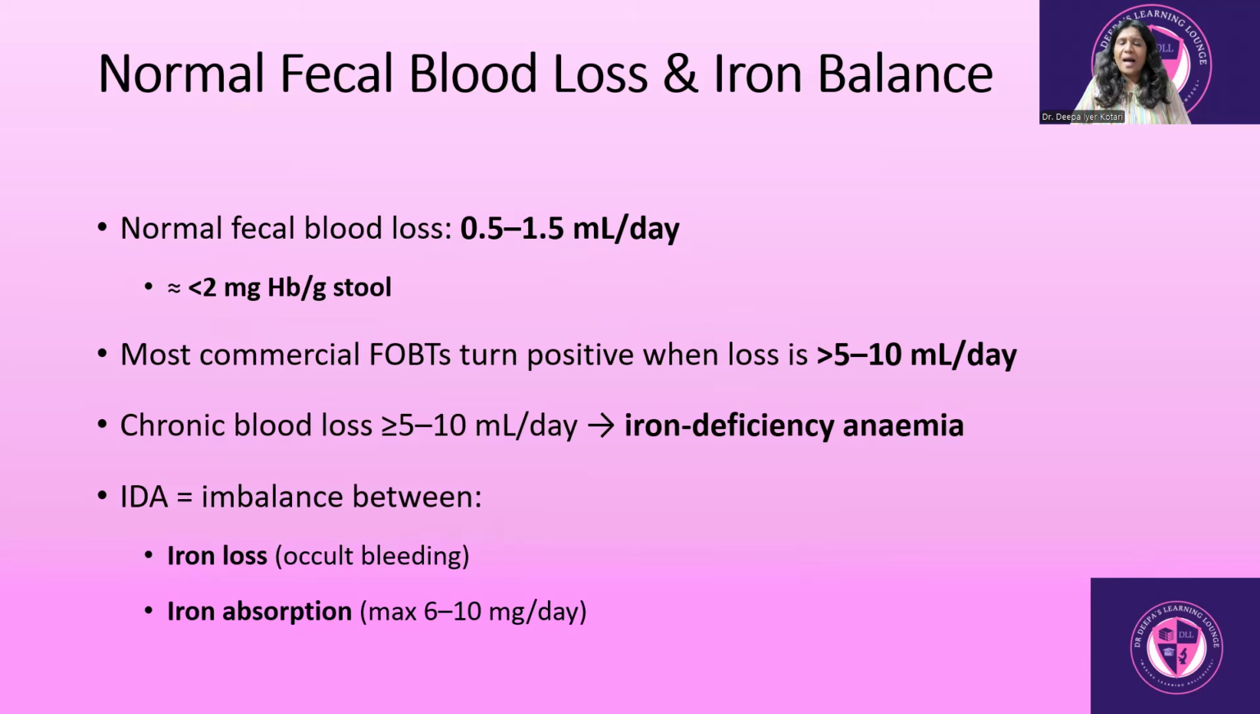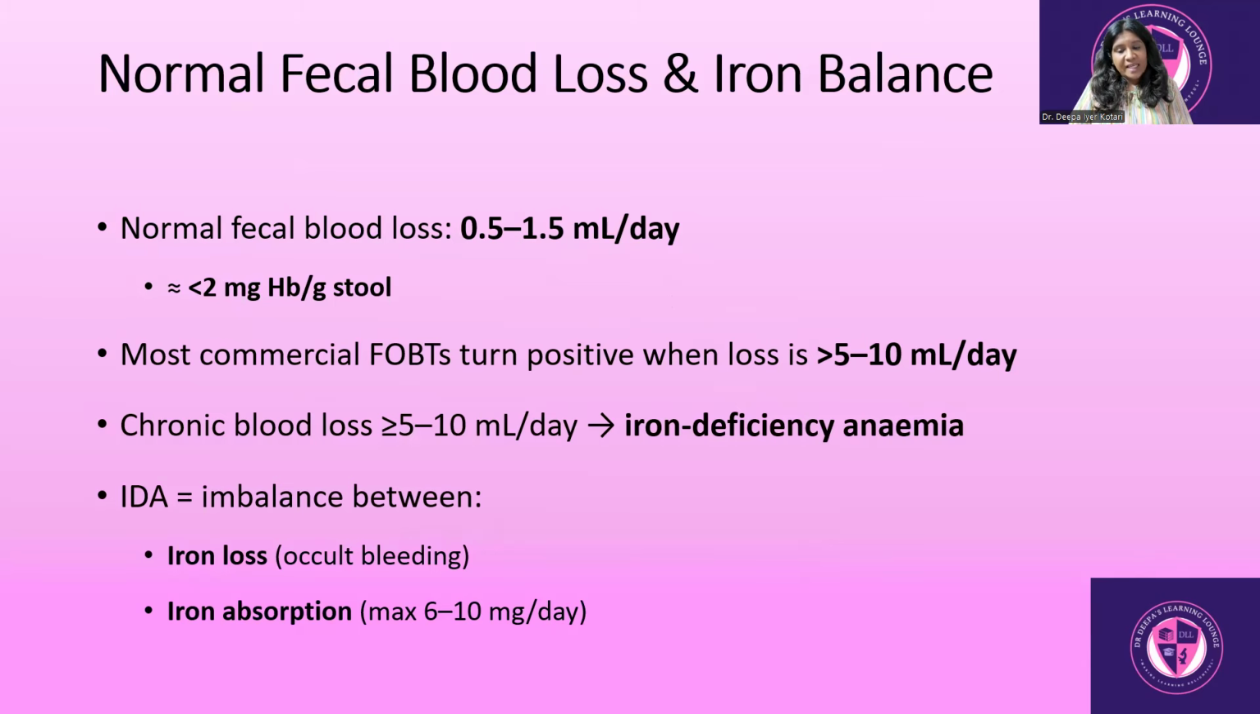So if you look at the iron metabolism point of view, the body normally loses about 1 milligram of iron daily and can increase absorption in parallel to counter this, up to 10 milligrams per day in cases of deficiencies. So iron deficiency anemia develops only when there is a chronic unchecked blood loss, more than about 5 to 10 ml of blood per day over weeks or months.